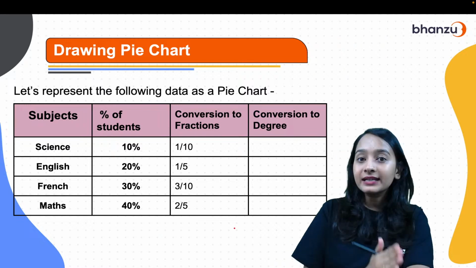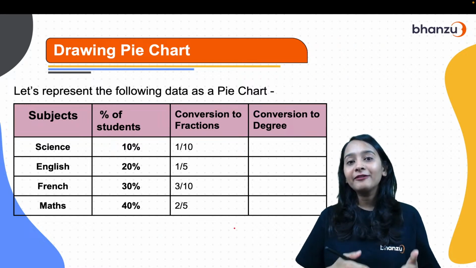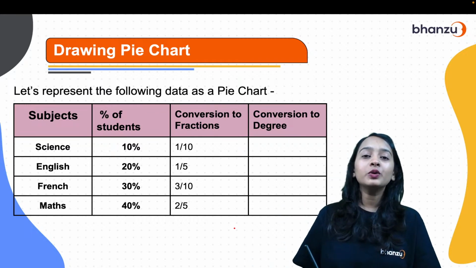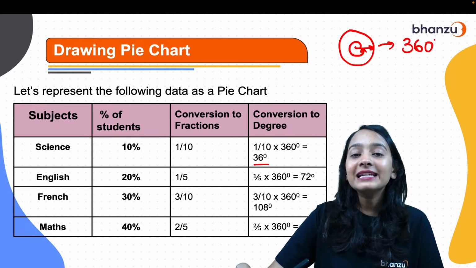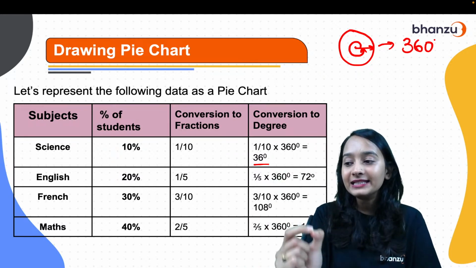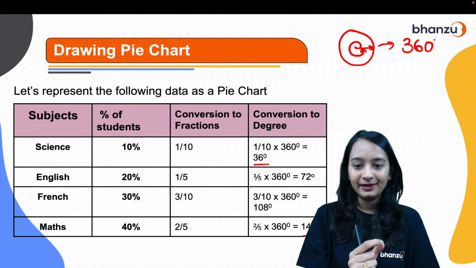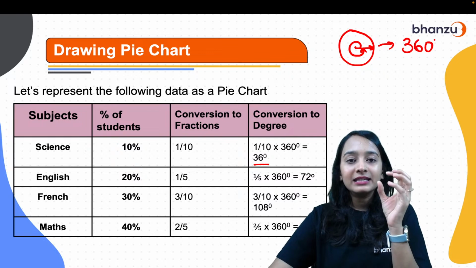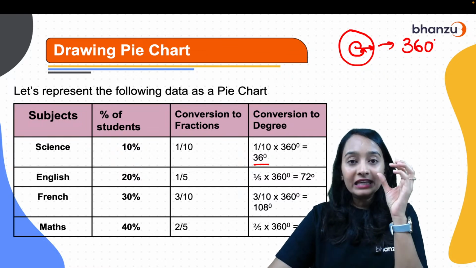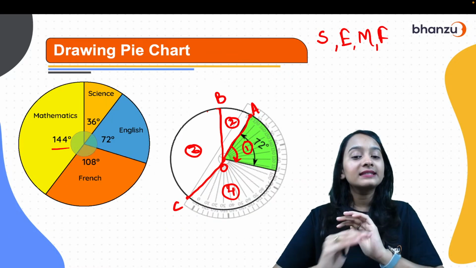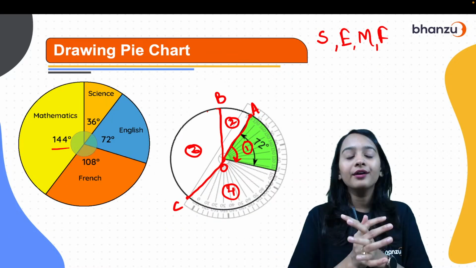Once I convert it to a fraction, if I have to convert that into a degree, into an angle, what do I do? I multiply by 360 degrees, because that is our complete angle. Alright, and then once you know how many degrees or how much area of a sector each of the subjects is taking up, you can simply start constructing a pie chart.